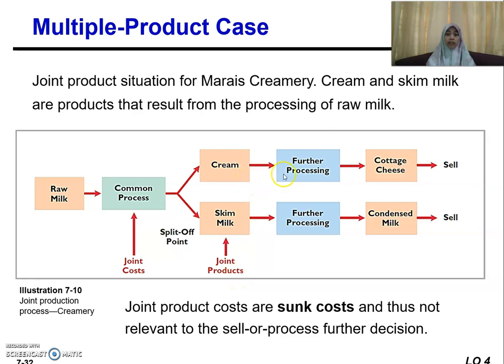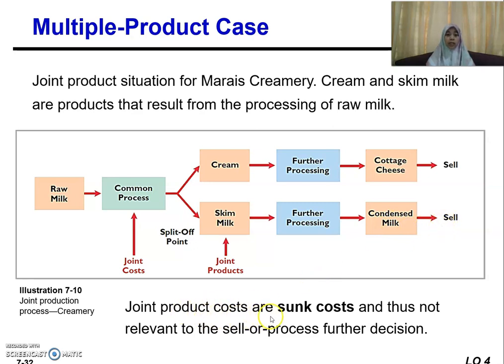And then you can further process these items. If you further process, you need to incur further processing costs, and then that will become cottage cheese, and then you can sell at a higher price. The same goes with your skim milk. You can further process until it becomes your condensed milk. Then you can sell it.